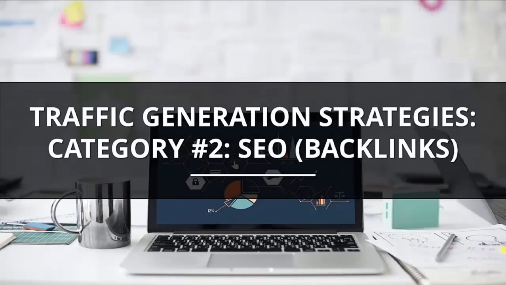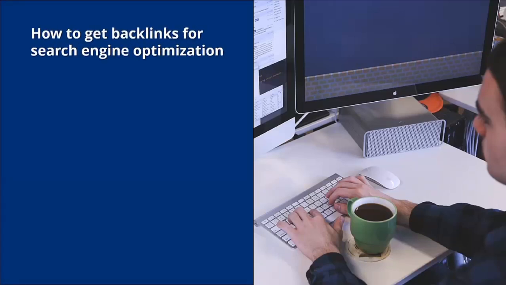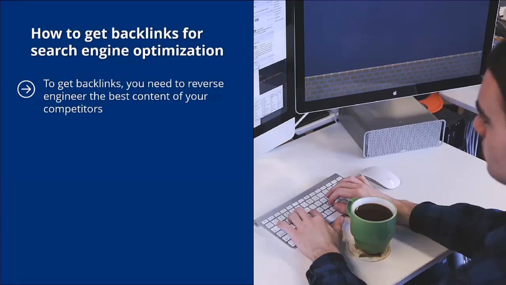Traffic generation strategies, category number 2: SEO, backlinks. How to get backlinks for search engine optimization. To get backlinks, you need to reverse engineer the best content of your competitors. You then promote this content on the same network of websites that are linking to your competitors' best materials.